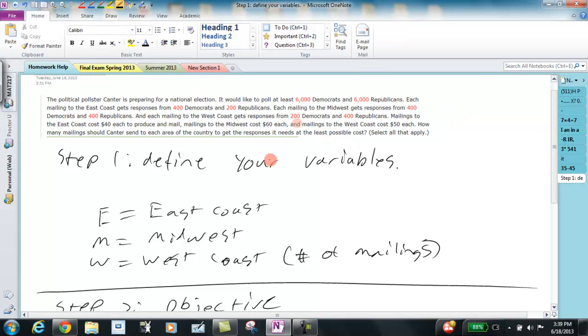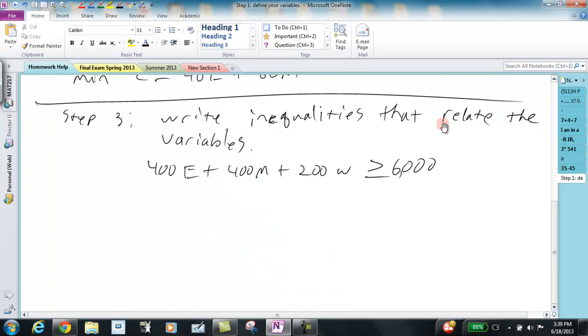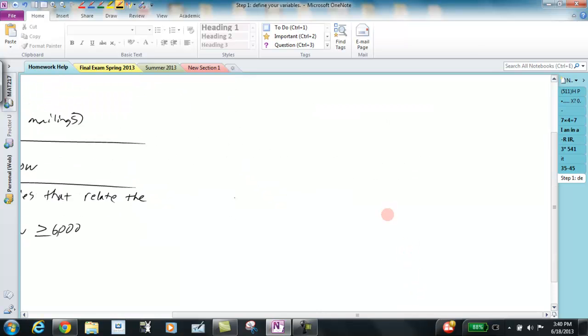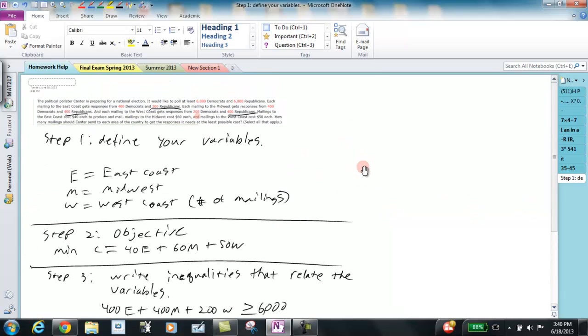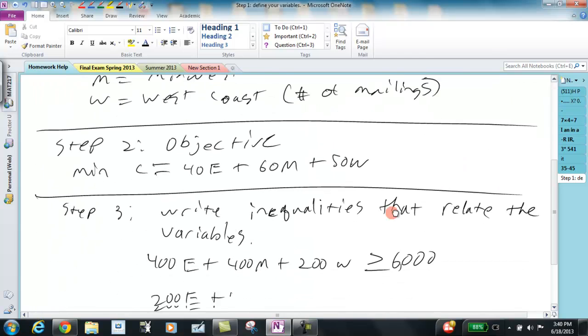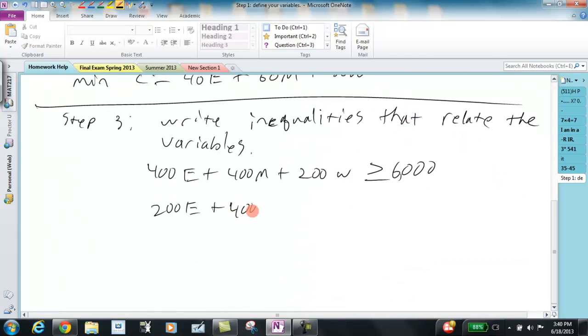They want 6,000 Republicans. Oh, I forgot. This is how sick I am, I can't remember anything for more than a second. Let's see, back to here. So 200 Republicans from the East, 400 from the Midwest, and 400 from the West. And again, that has to be greater than or equal to 6,000.